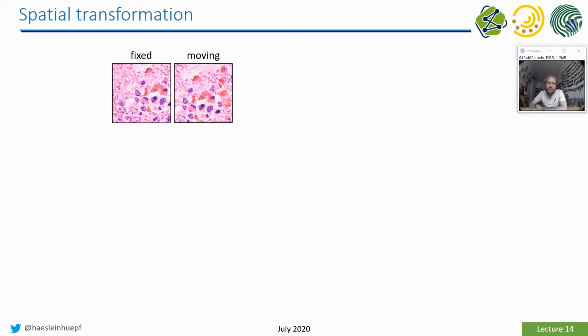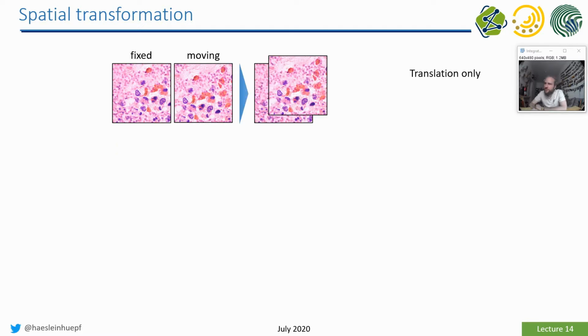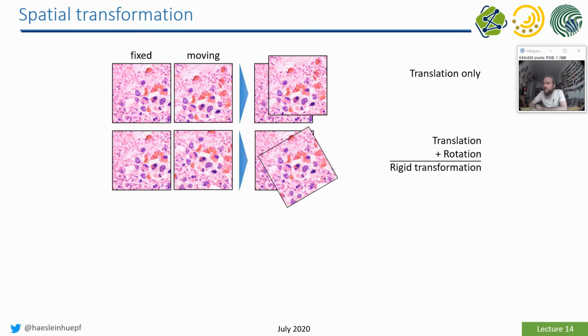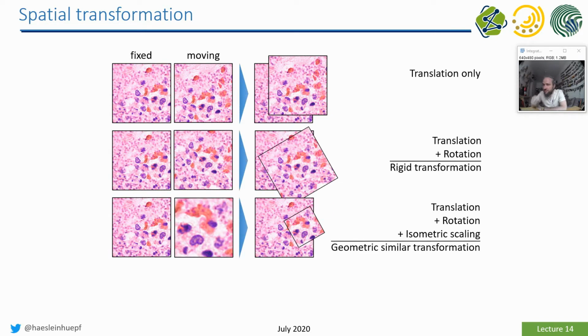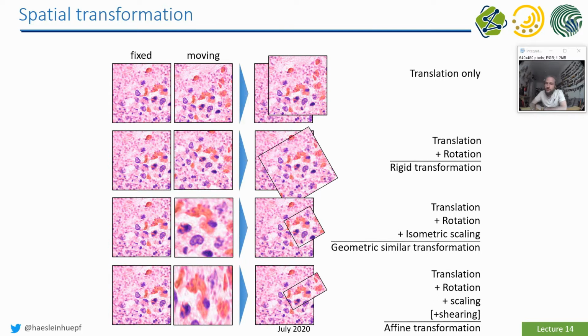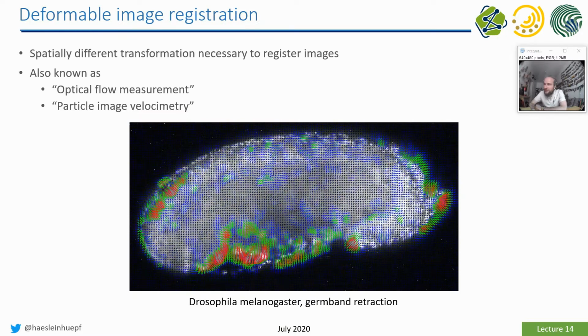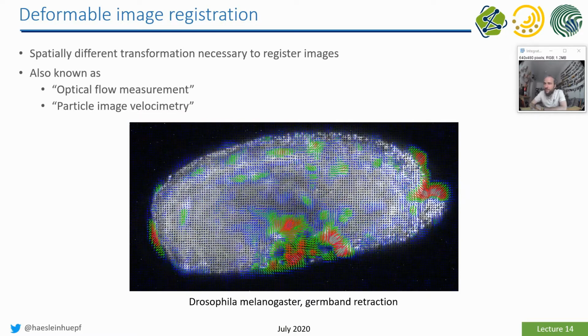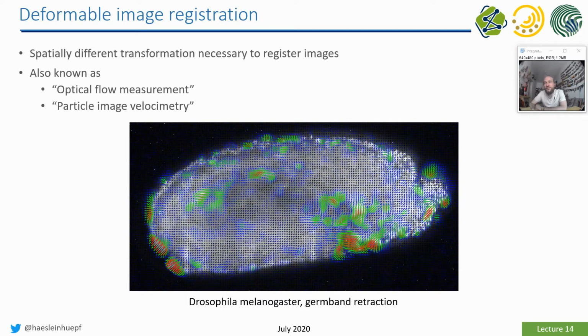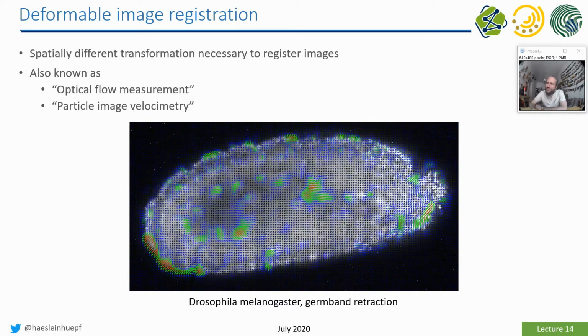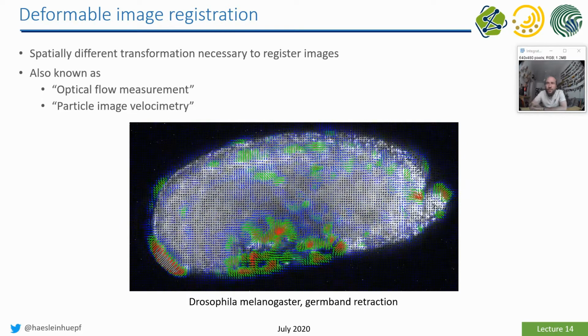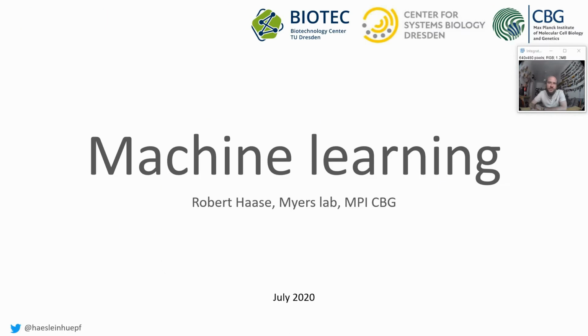You may want to remember that there are fixed images and moving images, and that the translation can be applied to them, and translation and rotation together are a rigid transform. And if you have translation, rotation, scaling, and shearing, this is an affine transform. So the term affine transform refers to the combination of these four transformations. And furthermore, if you want to do this locally in different regions of the image, applying and measuring different transformations, we are talking about deformable image registration, optical flow measurements or particle image velocimetry.